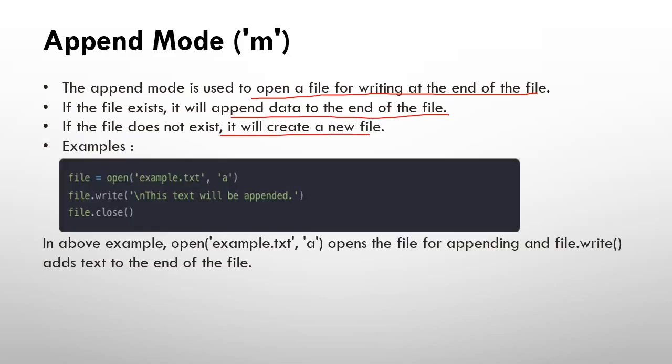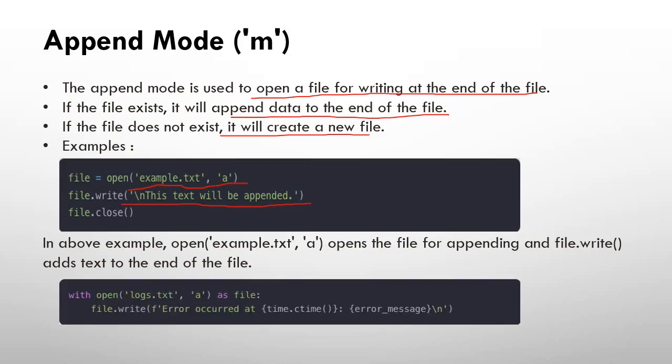So in this example, we are trying to open a file example in append mode, and then we are writing this text to that file. So if the file exists, this statement will be added to the end of the file. But in case the file does not exist, it will create a new file. And in the second example, we are trying to open the file using a file context manager.